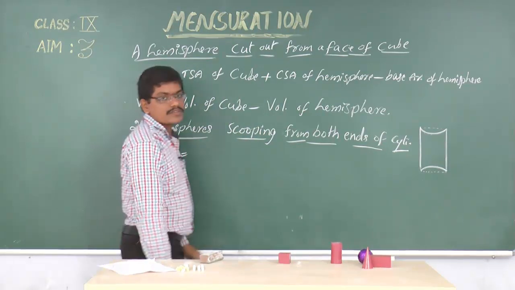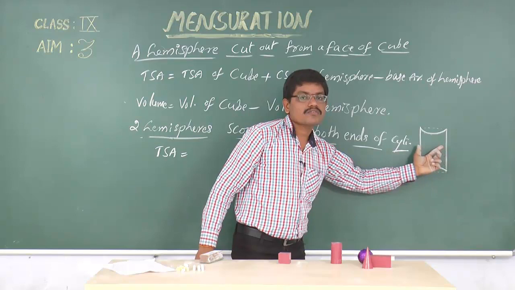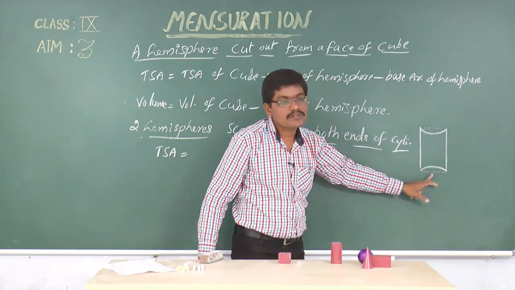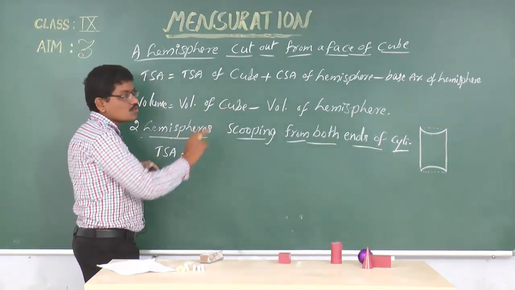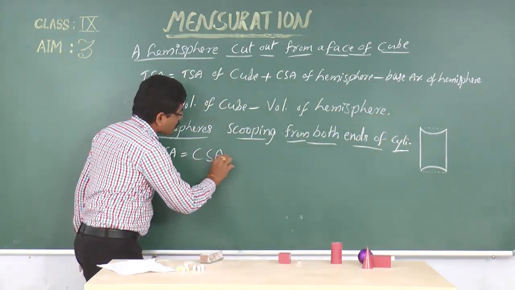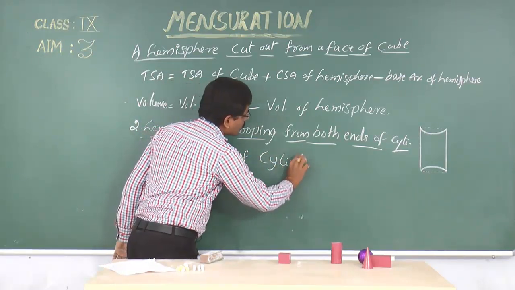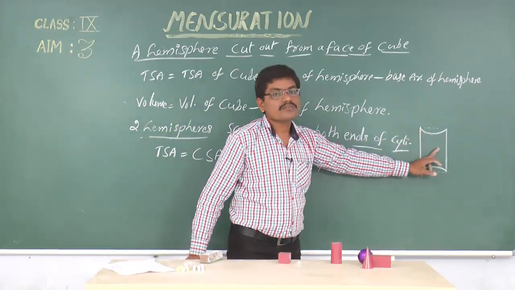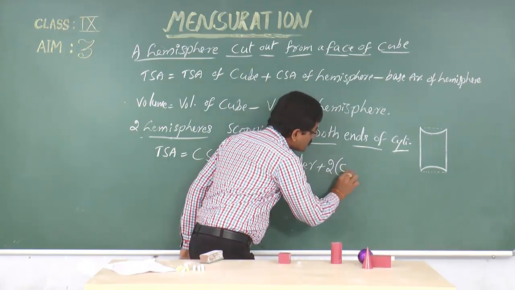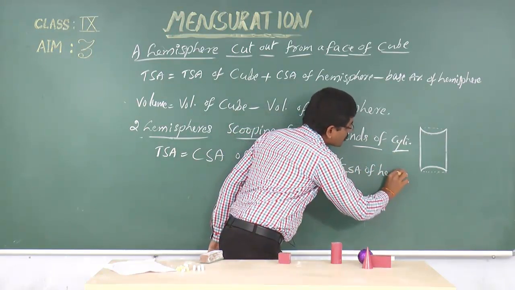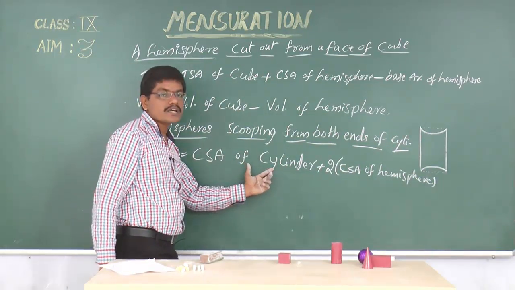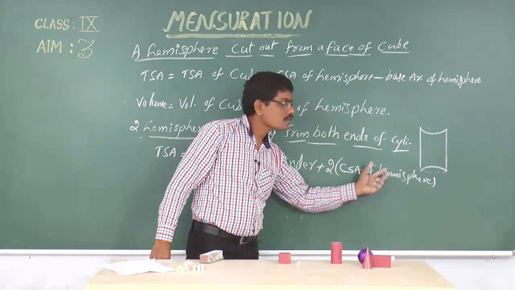So TSA, total surface area, is equal to the curved surface area CSA of the cylinder plus the curved surface area of this hemisphere and this one, the curved surface area of the hemisphere. Both are the same hemispherical shapes, so the total surface area of this new solid is equal to CSA of cylinder plus 2 into CSA of hemisphere.